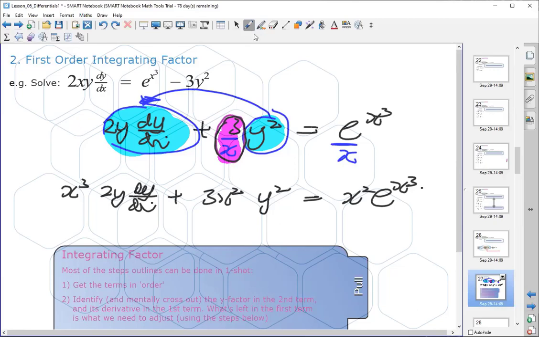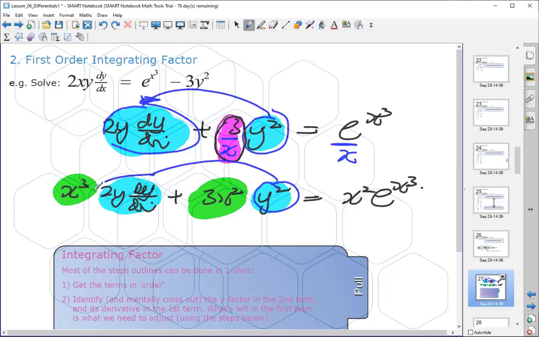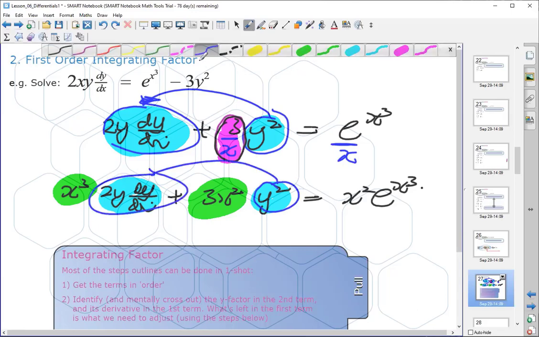Okay, let's match things up again. So the y already matches with the 2y dy by dx because we haven't touched that at all. So that's still fine. The x cubed, now it matches. Wow, look at that. It now matches. Isn't that amazing? Wow.